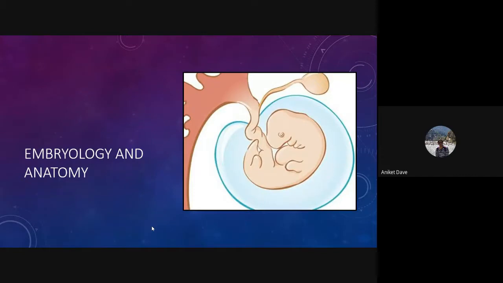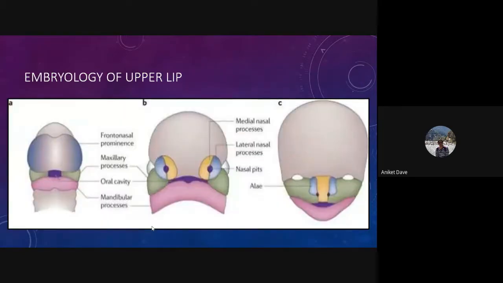Before proceeding further, we need to understand why these anomalies occur. So if you look at the embryology of the face and how it develops, around the 4th week of life, in the first image that you see on the left, there are these three processes: the frontonasal process, the maxillary process, and the mandibular process. These three combine together to form the face.